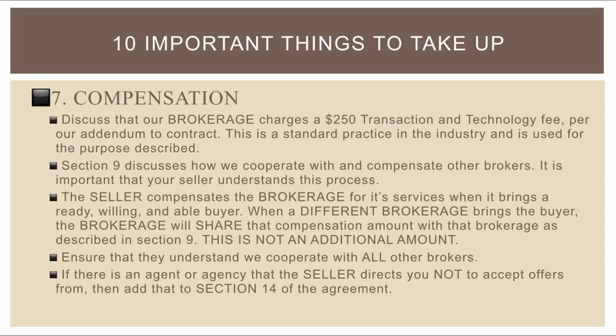So if the amount of compensation on the agreement is 6% and we're cooperating by paying the other brokerage 3%, it's not 6 plus 3 or 9% of the purchase price that the seller is paying. It's only 6%.